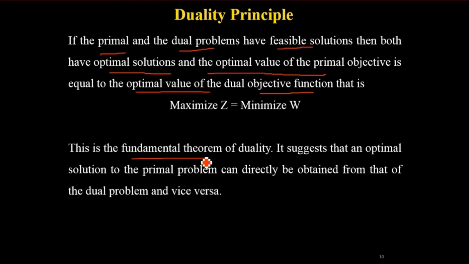theorem of duality. Understand? So maximize z equals minimize w, we are getting. This is the primal problem, this is the dual problem. What about the solution? The solution is the same. So this is nothing but the fundamental theorem of duality. It suggests that an optimal solution of the primal problem can directly be obtained from that of the dual problem and vice versa. So if you are solving the primal problem and it has a feasible solution, then using this theorem statement you can tell that the dual problem will also have the same optimal solution.